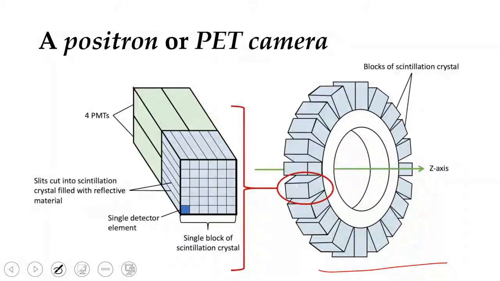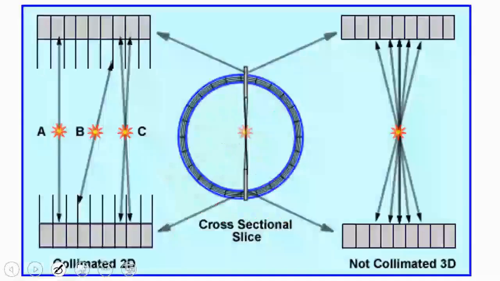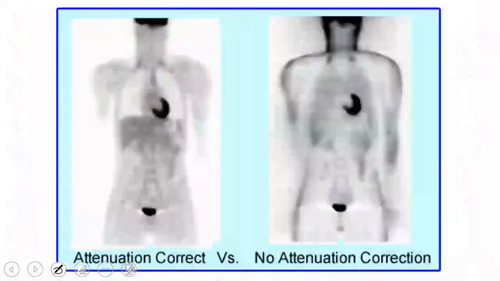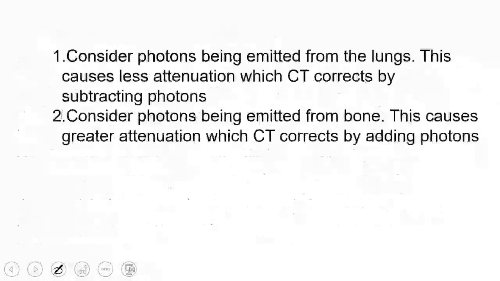This square or block that you see is commonly referred to as a block. It contains the crystal located behind the photomultiplier tube. The squares we see here are the crystal elements, which are often referred to as elements, and surrounding them there are 4 photomultiplier tubes.